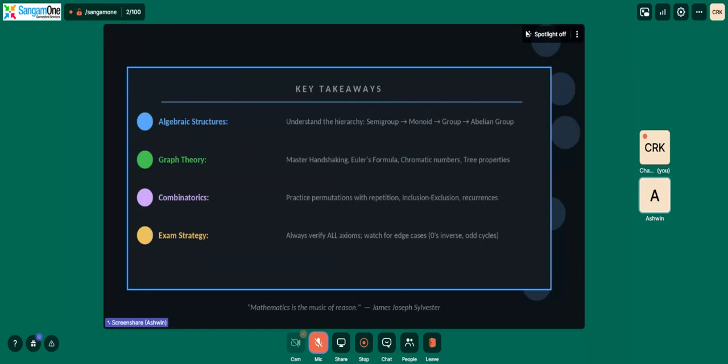And in graph theory, please master the handshaking theorem, Euler's formula, chromatic numbers and tree properties, which I will share in notes. And practice permutation with repetition, inclusion-exclusion, and recurrence. If you take so much time on a permutation problem, it will not be time productive or time manageable. And exam strategies: always verify all axioms. Watch for edge cases for monoid, group, semigroup.